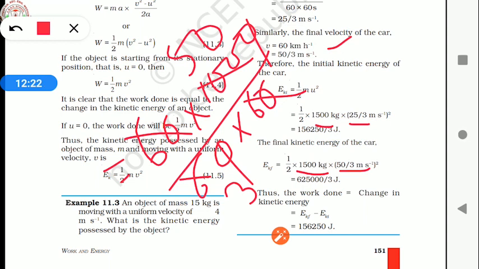Therefore, the work done is equal to change in kinetic energy. That means final kinetic energy minus initial kinetic energy. That is 6,25,000 upon 3 joules minus 1,56,250 upon 3 joules. When you simplify this, you will get the answer as 1,56,250 joules. All of you solve these questions in your notebook and see.